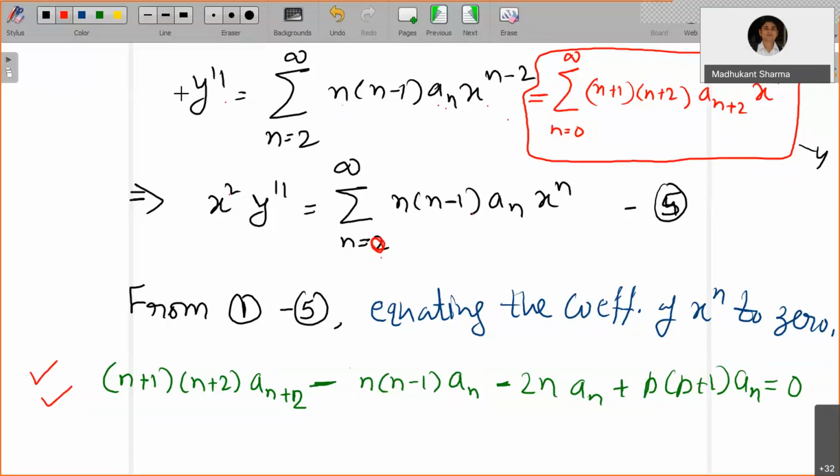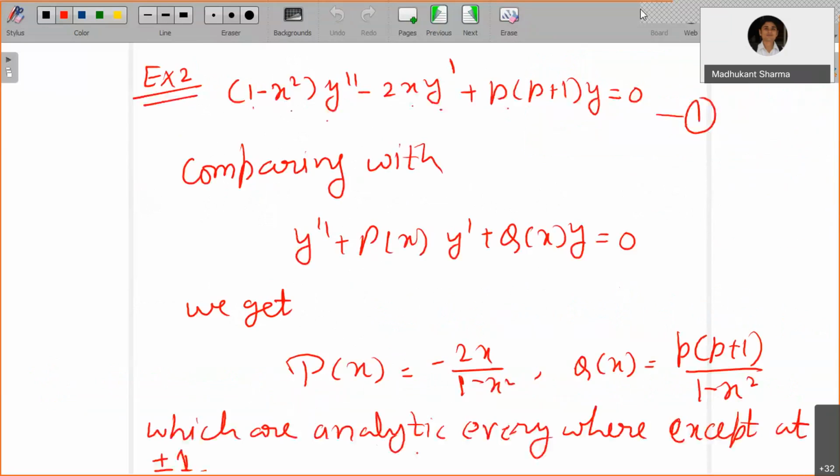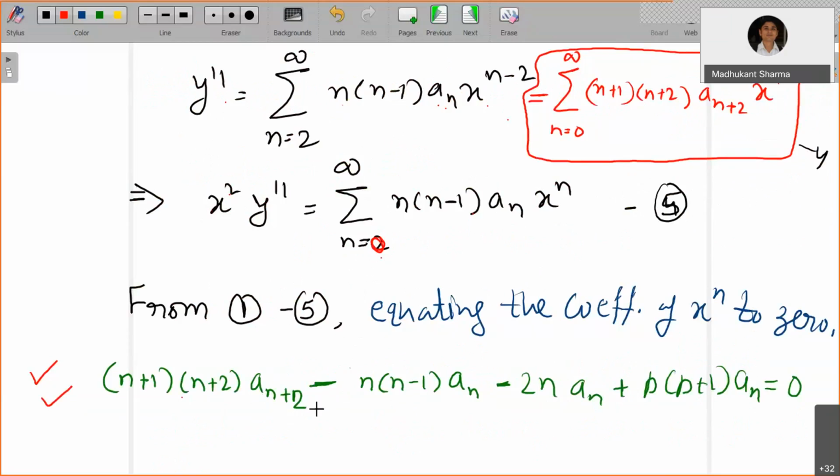So (1 minus x square) times y double dash minus 2x y dash plus p times (p plus 1) times y equals 0. So this is the equation, right? Now substitute everything and compare the coefficient of x to the power n. We are going to get it as follows. This is the coefficient from the (1 minus x square) times this one.